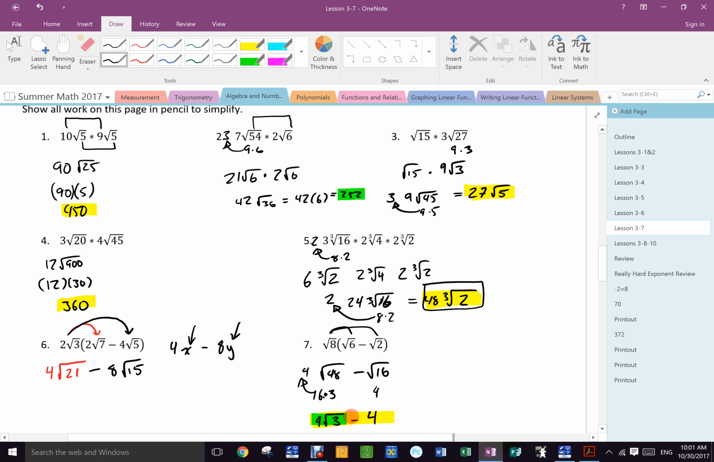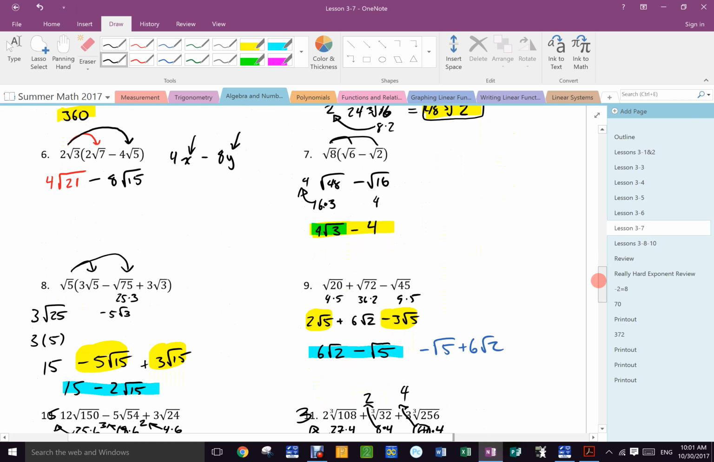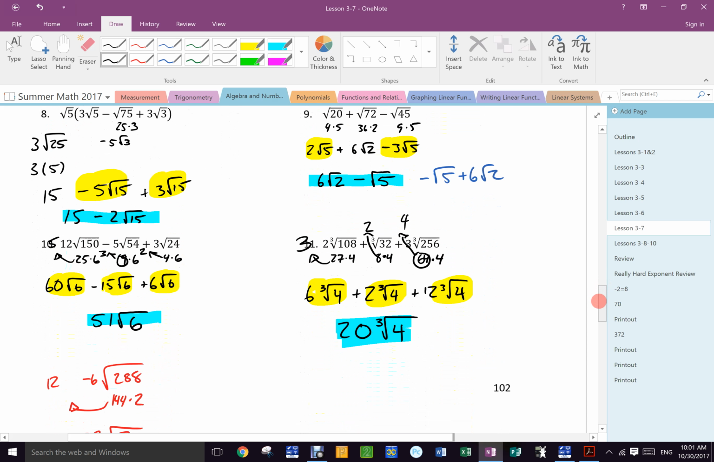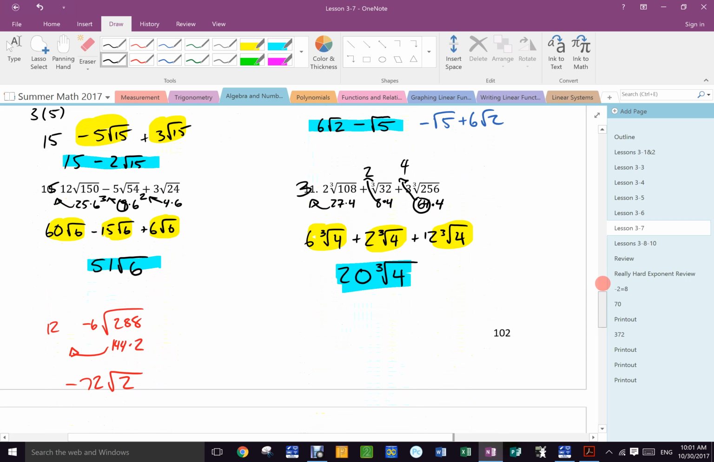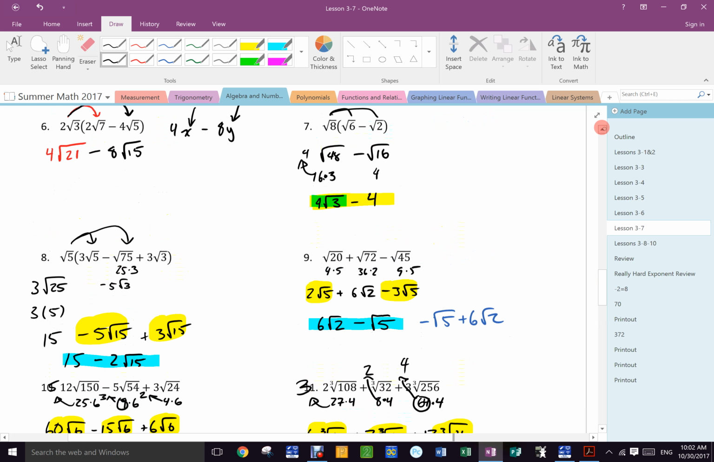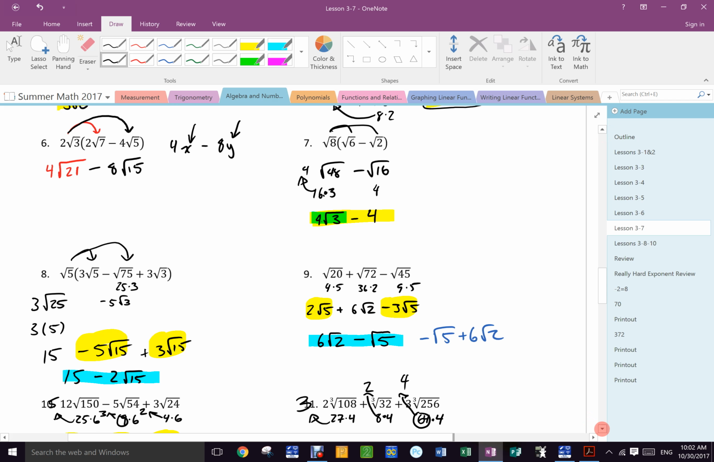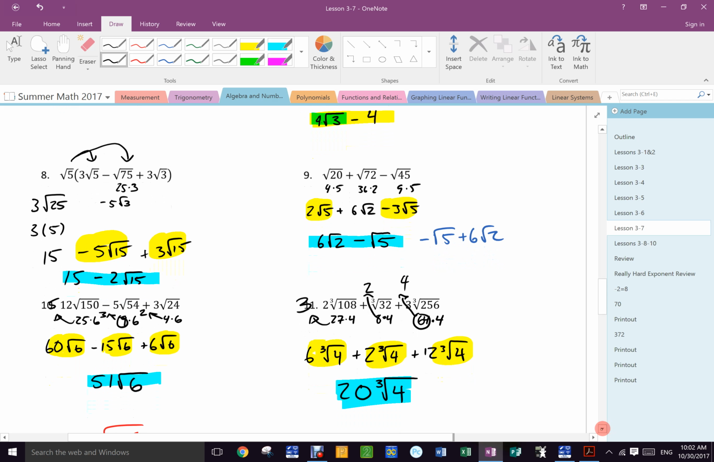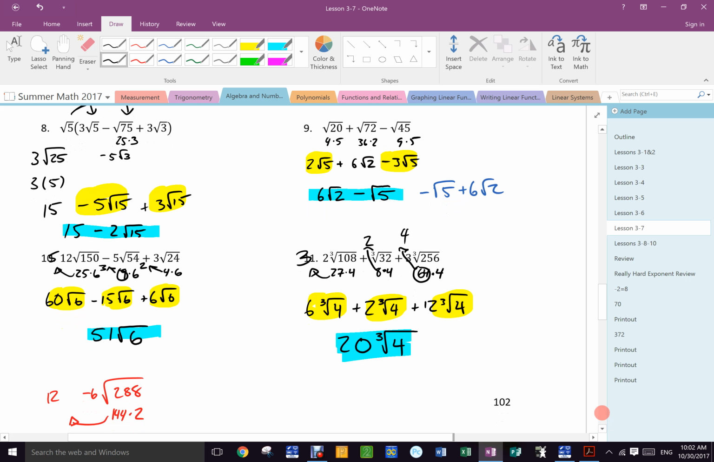Cool. Everyone's good up to 7? All right. 7 right there. And there is 8, 9, 10, 11. But it's frozen a little. I can't go back up high enough right now. There is 8, 9, 10.